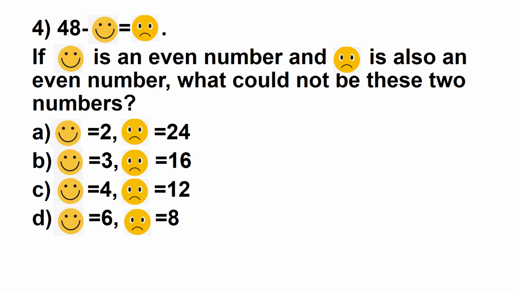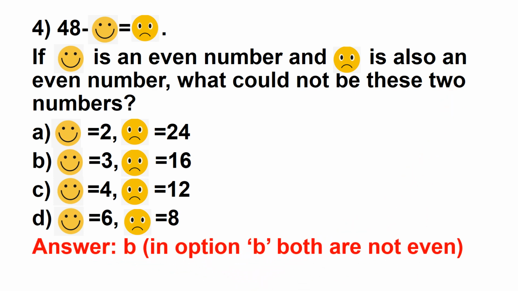Next question. In these questions you have some face symbols given, and if both the faces are even, then what is not the right option below? So the correct option is B, because as per the question there should be both even numbers, but here we don't have both even numbers.